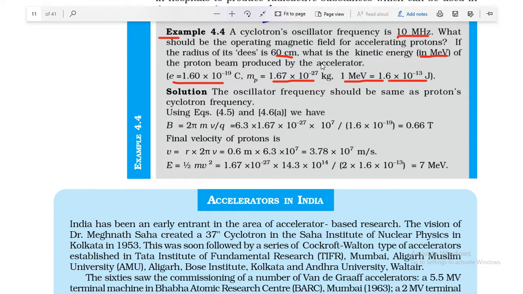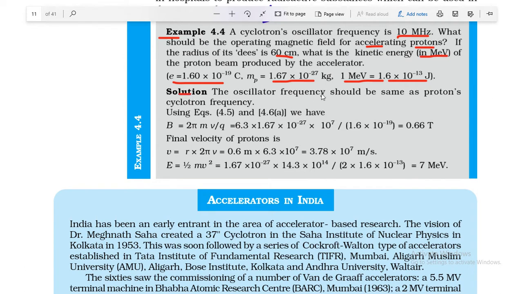So you want to find out, you can see here, what should be the operating magnetic field for accelerating protons. So we need to find out the magnetic field. Okay, so let's solve this question.